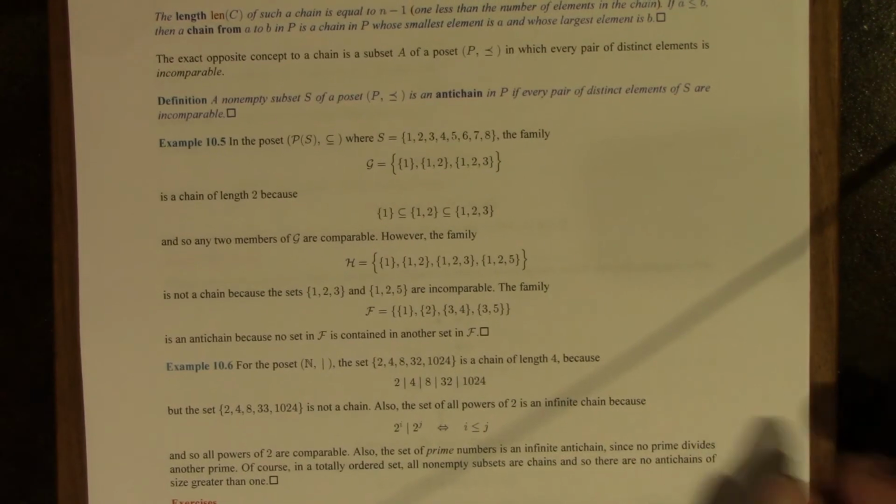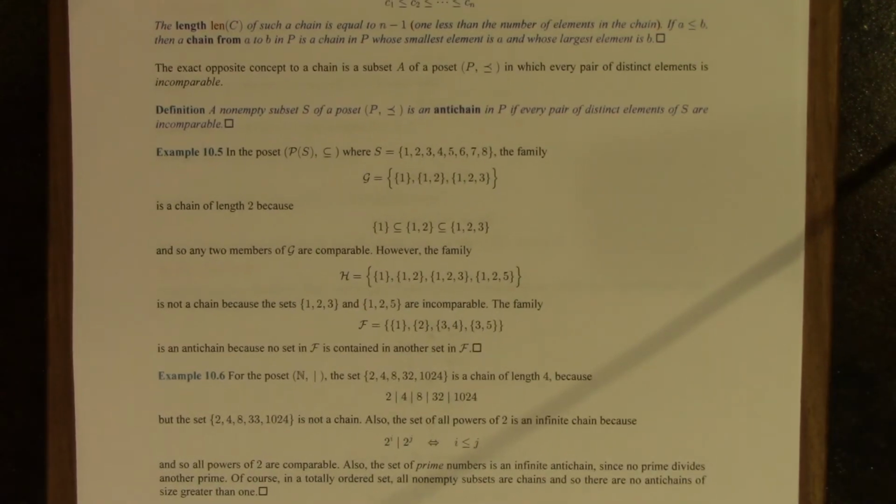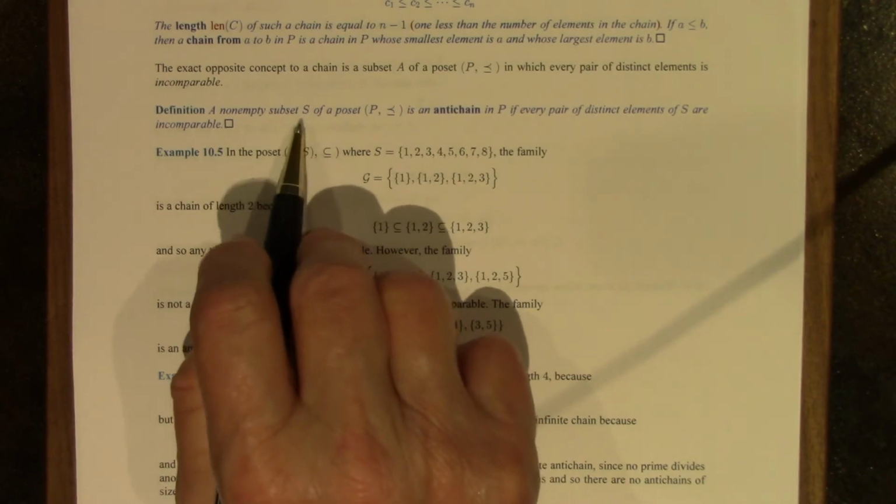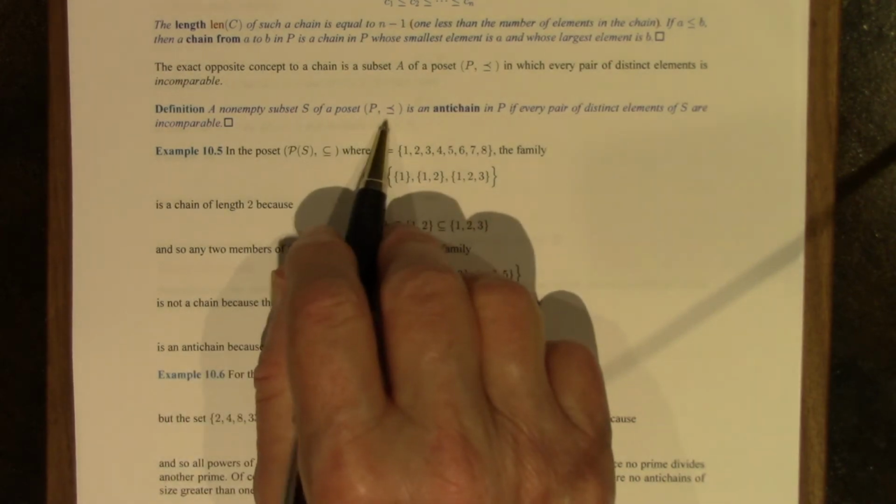Another important subset of a partially ordered set is the exact opposite of a chain. In a chain, every pair of elements are comparable. In an anti-chain, no two distinct elements are comparable. An element is always comparable to itself. There's nothing we can do about that. That's reflexivity. But an anti-chain is a non-empty subset of a poset.